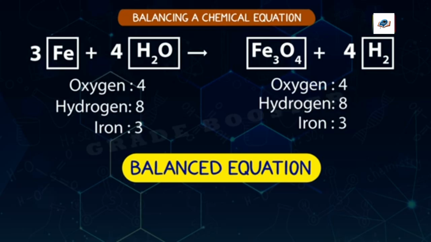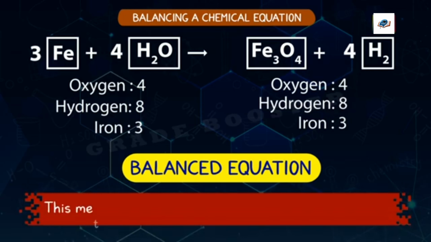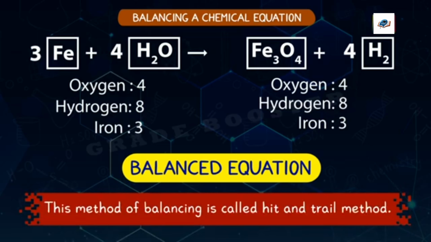Step 6. Now count the number of atoms on both sides to check whether the number is balanced on both sides or not. This method of balancing is called hit and trial method.